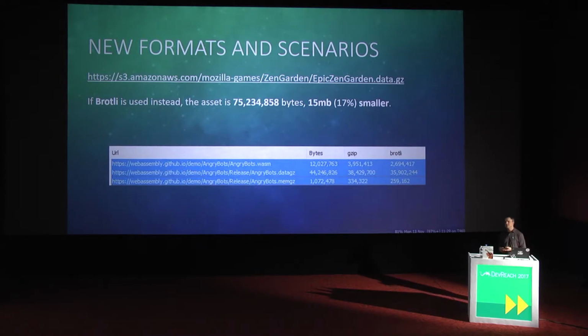So every single user who visits this WebAssembly thing is saving 15 megabytes. It's 17% smaller. 15 megabytes times any non-trivial number of users is quite a lot of bandwidth. Caveat here is that's with Brotli set to 11. So Brotli goes to 11, good joke. But 11 is the highest compression.